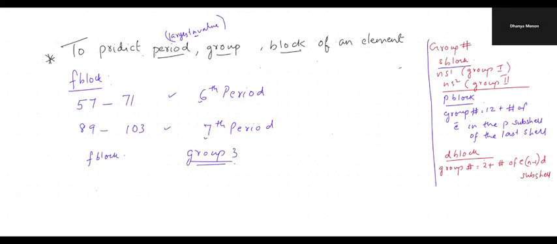And this range, 57 to 71, is the lanthanide group, and it's in the 6th period. 89 to 103 is the actinide elements, and it's in the 7th period, and all of them are in group 3. Okay, so the F block is simple. You just have to memorize certain things, that's it. Now coming to some exceptional cases, which is very important for the competitive exam.